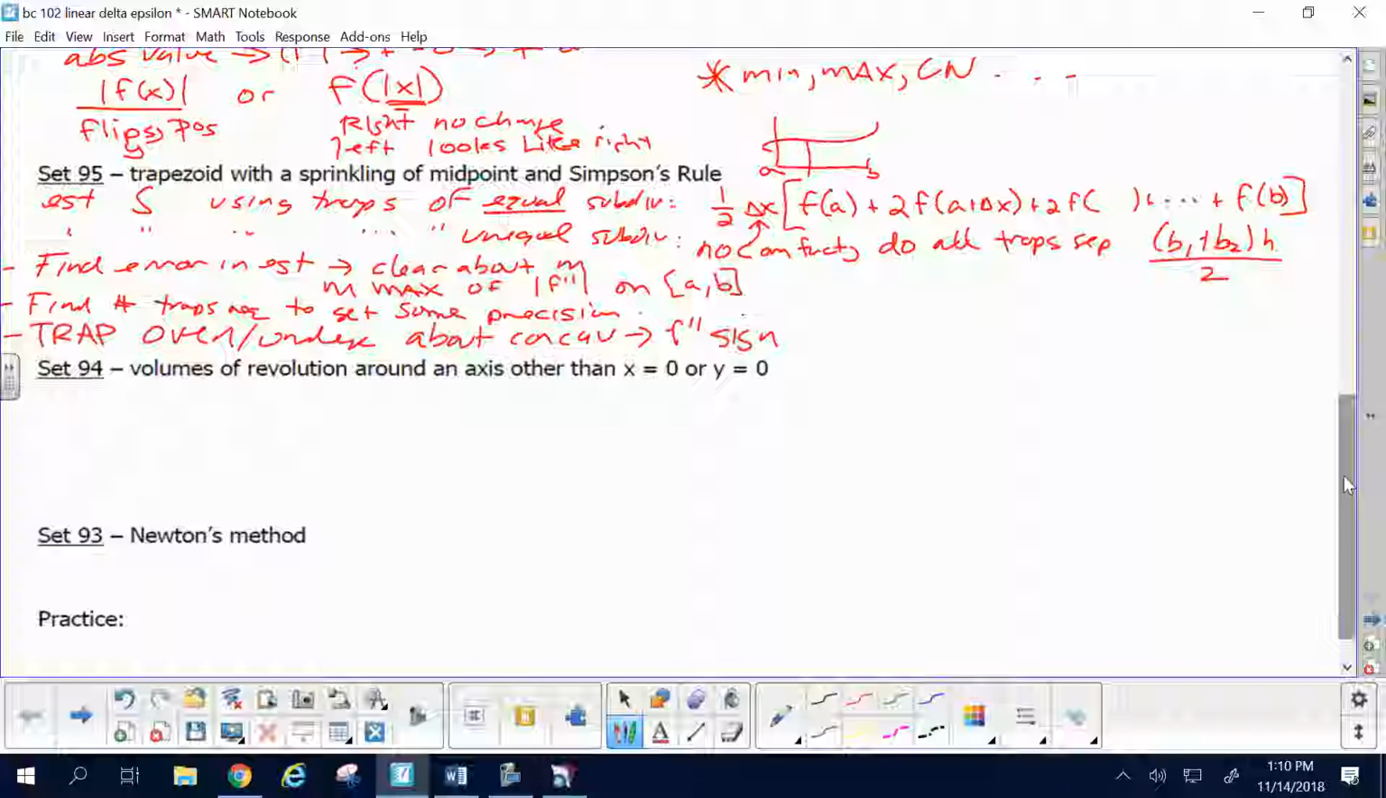Yeah? Last but not least, actually not last but not least, one more thing, midpoint. Be able to use midpoint, it's actually pretty doggone precise. It over or underestimates also based on concavity, but the opposite way.